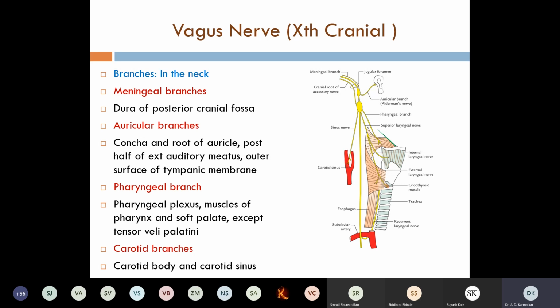All these will form the pharyngeal plexus on the middle constrictor muscle of the pharynx, and they are going to supply these muscles. So it supplies the pharynx muscles and soft palate, except the tensor veli palatini, which is supplied by the mandibular nerve. Carotid branch is going to supply the carotid body and the carotid sinus. All these branches are shown in a simple diagram so you can easily remember.